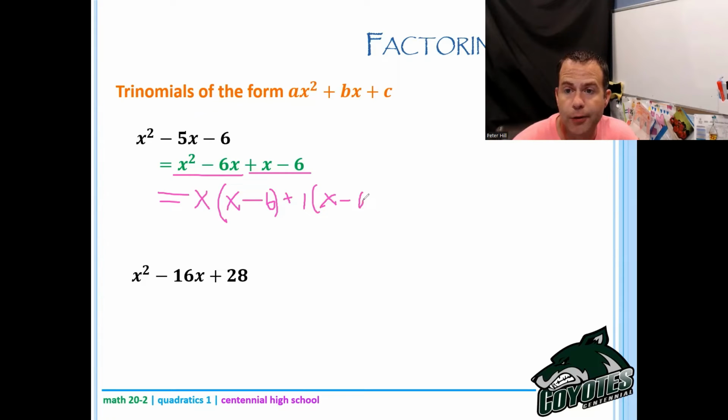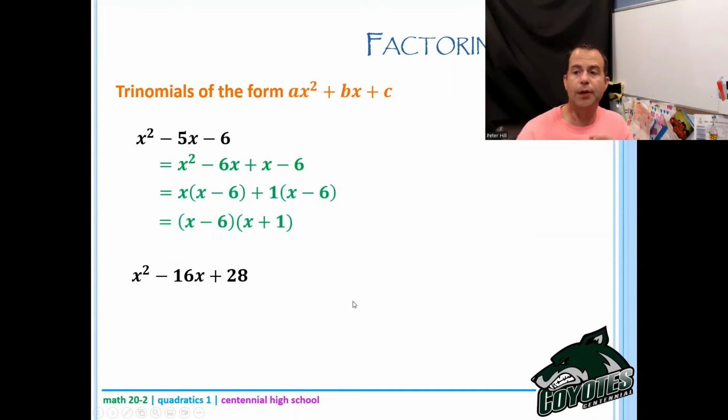Okay, and then my heart goes pitter-patter because I have the same thing in the brackets. I see that x minus 6 in both sets of the brackets. That means this is a greatest common factor, and I can pull out the x minus 6, just like I did on that last example. So that would leave me with x plus 1 and x minus 6 multiplied together.